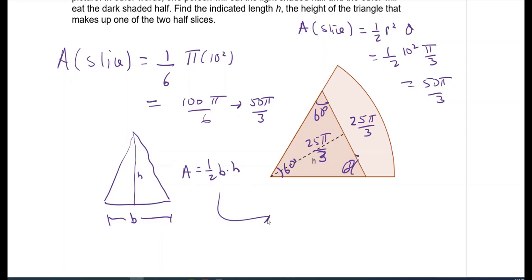the height. So we know that the area is 25 pi over 3. That is 1/2 the base of this thing. There's the base right there. Times the height. There's the height. That's what we're supposed to find, h. All right, now it looks like we have one equation and two unknowns, b and h.